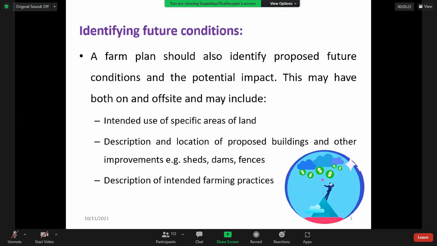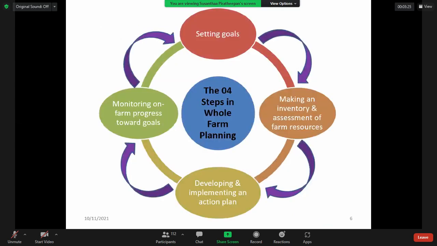And next we will discuss the 4 major steps involved in whole farm planning. The first step is setting goals. We want to set primary goals for getting more efficient use of the farm. Usually we discuss with our family members, friends or experts to develop goals for the farm.